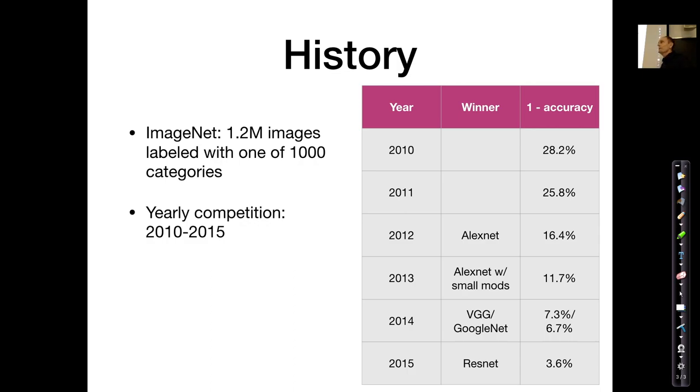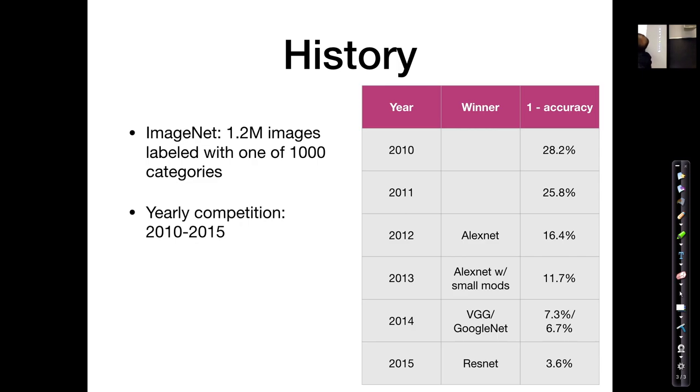Okay, so a little bit of history. There is this competition, which was held, I don't know what happened before 2010, but basically we had 1.2 million images labeled with each of 1,000 categories. Does this sound familiar? This is ImageNet. This is what the networks that you used for dog breed and that we used for dog and cat were pre-trained on.